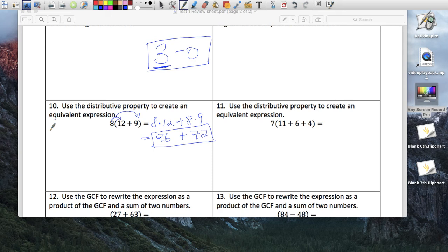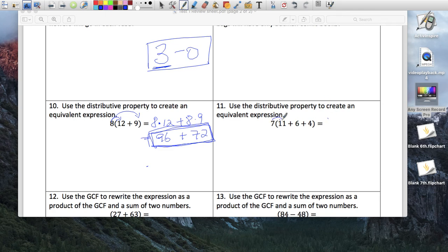If I had said evaluate all the way to the end, then you can add these two numbers and give me one single answer, but I just wanted this. So for now I'm looking to see if you know how to apply the distributive property, where you get the term outside multiplying every term inside the parentheses by that number. Okay. Use the distributive property to create an equivalent. Again, we're doing the same thing.